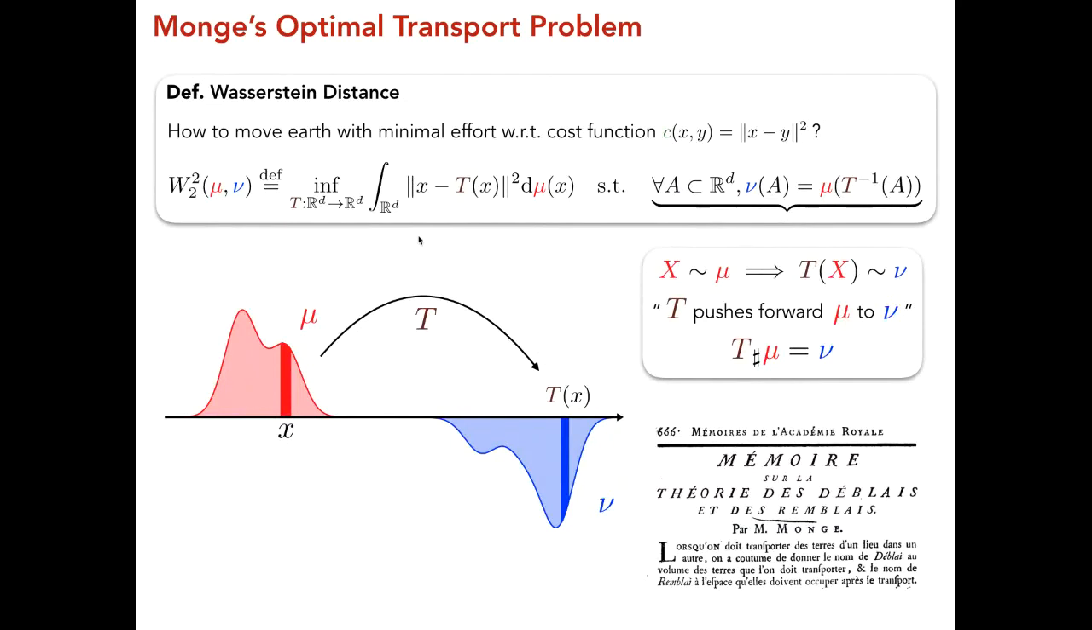And in this talk, we're going to focus on the case where the ground cost is defined by the squared distance. And in that case, this optimization problem here defines the two Wasserstein distance between distributions, and it's an actual distance, a metric in the usual mathematical sense, meaning that it satisfies all three metric axioms.